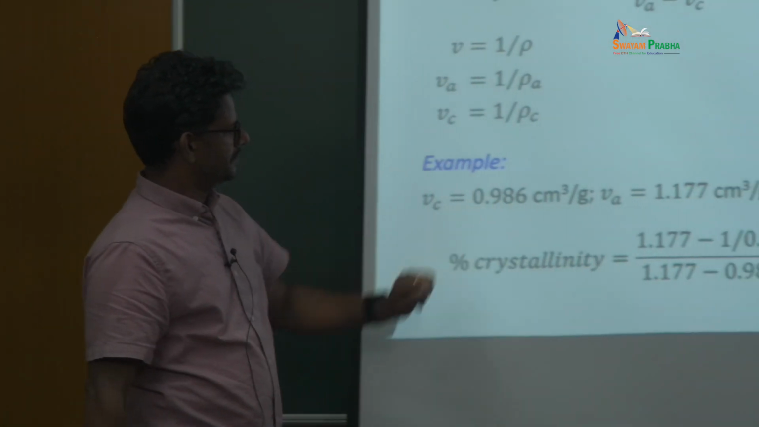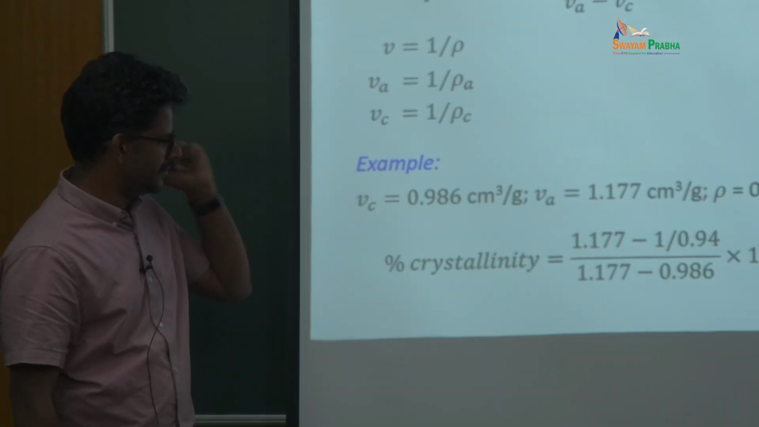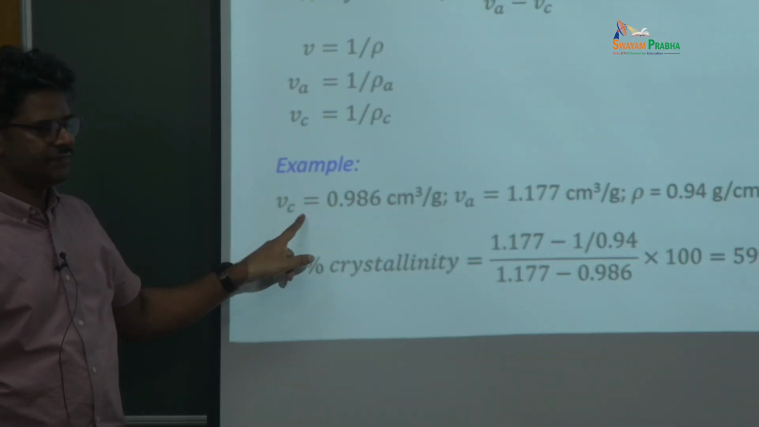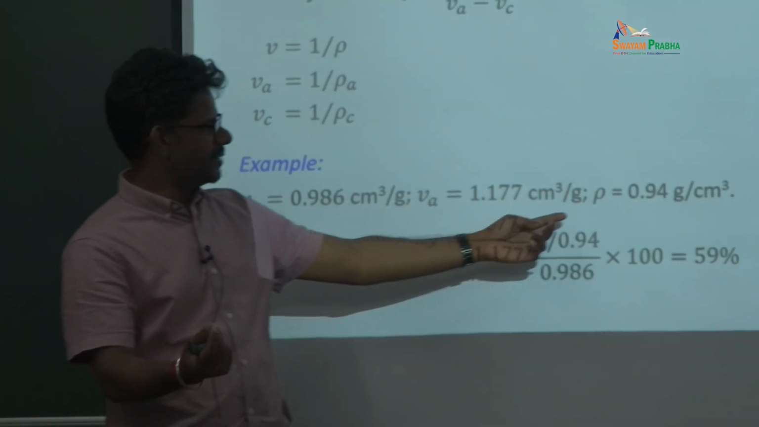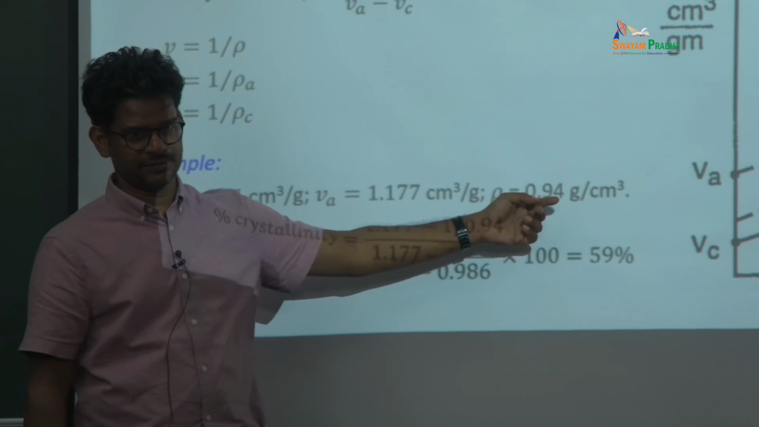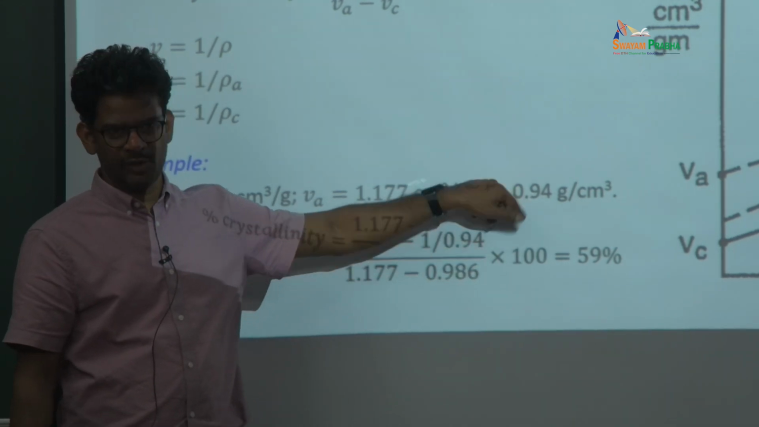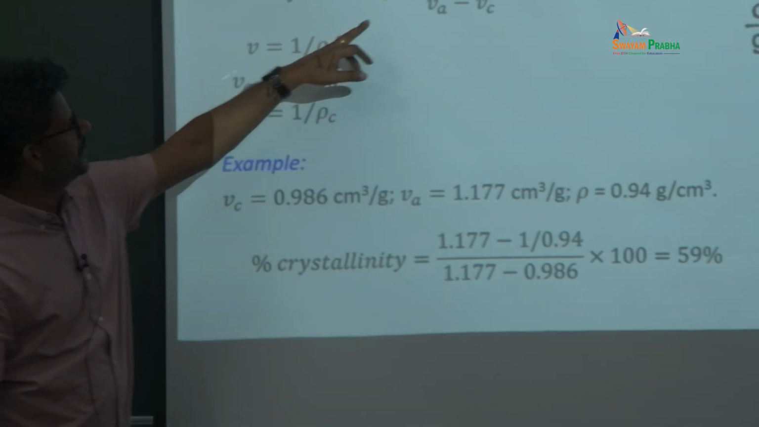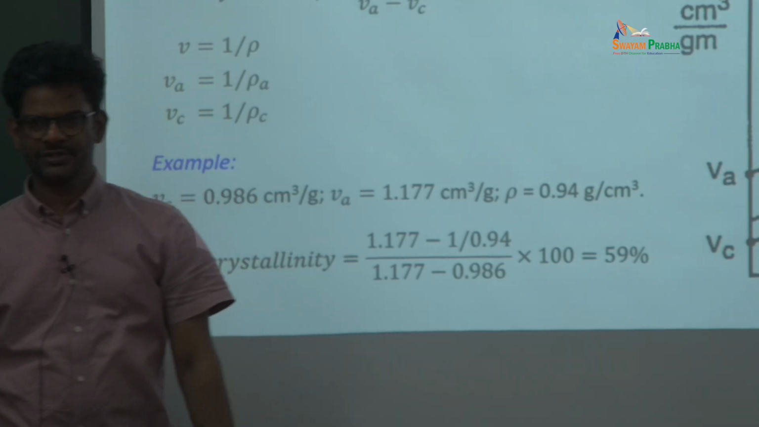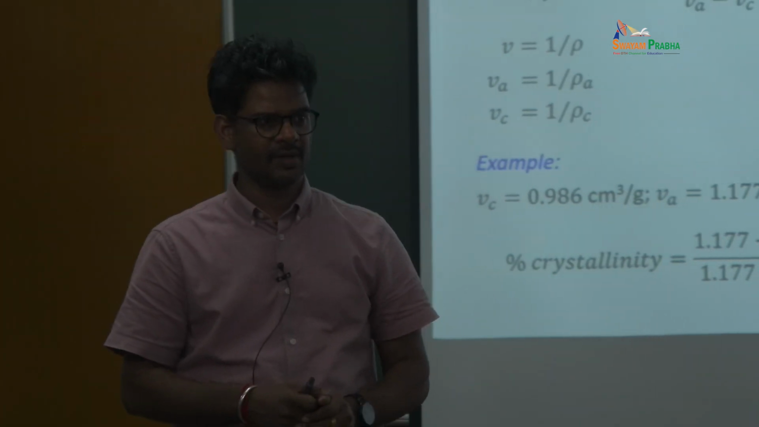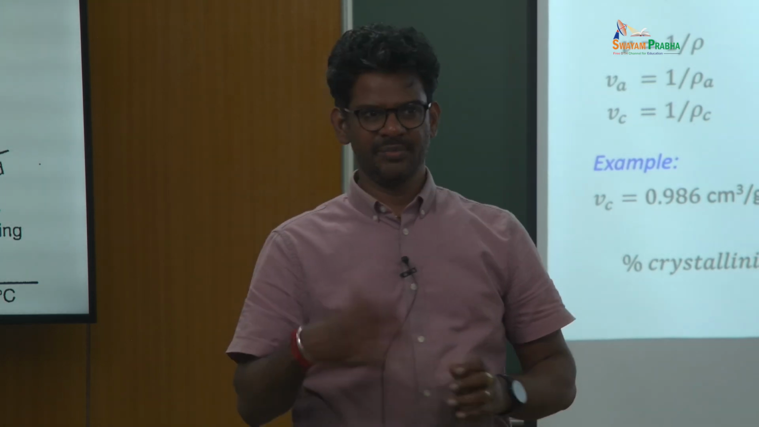So here is an example. So let's say for some polymer, let's say polyethylene, Vc is given, Va is obtained from this kind of a plot, and then you have a sample whose density is given. Okay, so from this density you can get the specific volume by taking the inverse, and then by substituting here, in this example it becomes something like 59% or 60%. Okay, so this polymer has about 59% of crystal, the remaining would be amorphous.